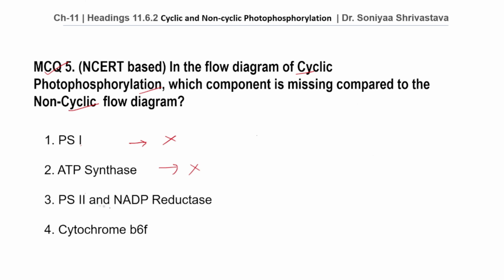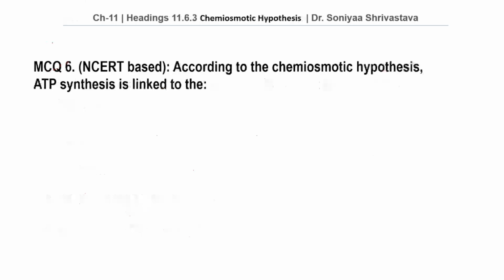Option number 3, PS2 and NADP reductase. Yes, this is our correct answer because these two are absent in cyclic process and present in non-cyclic one. So this is our correct option. Cytochrome B6F is present in both the cases, cyclic and non-cyclic. Therefore, this is also the wrong option.